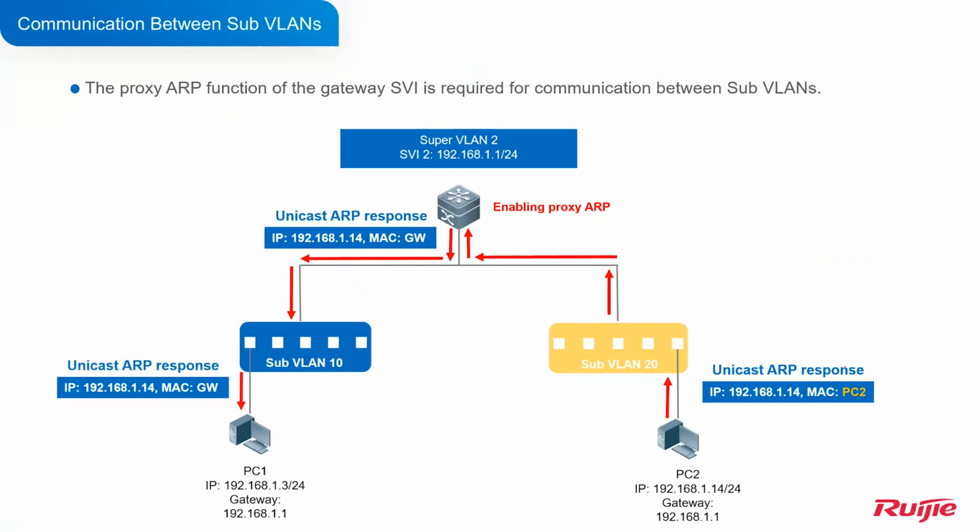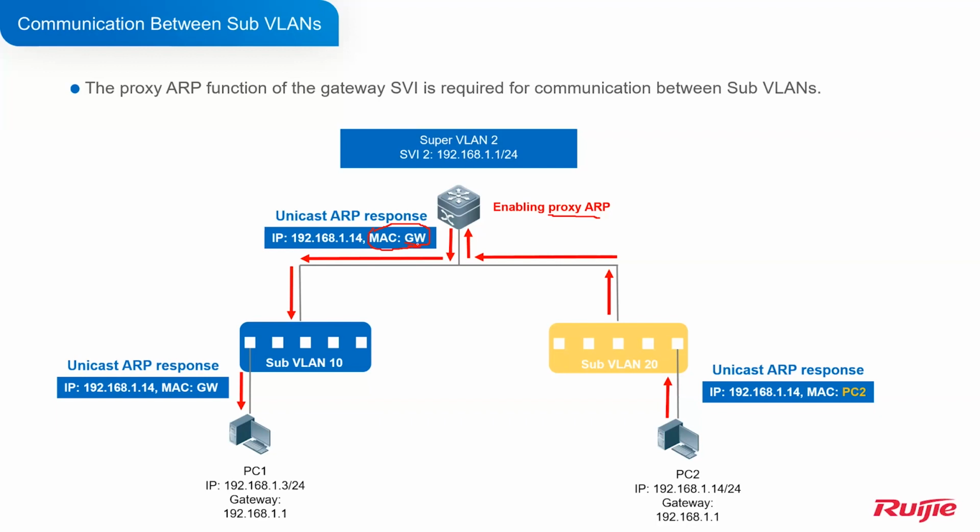And after getting the MAC address of PC2, the switch has enabled proxy ARP. So based on the working principle of proxy ARP, the switch will replace the MAC address in the ARP response with the MAC address of the gateway. It means that the switch tells PC1 that if you want to send a packet to the IP address 192.168.1.14, you can directly send it to me, to the gateway, right? Because they are in two different broadcast domains, so all the traffic should go through the gateway.